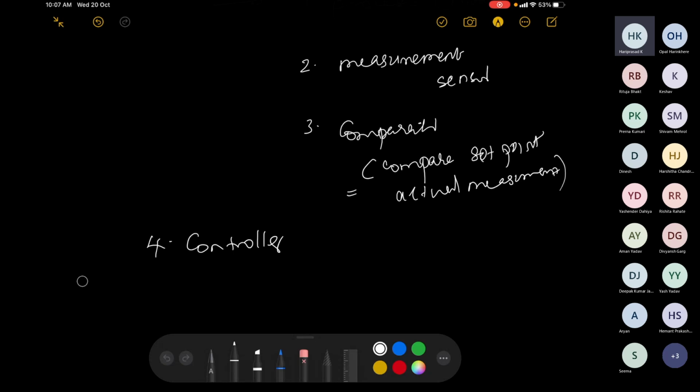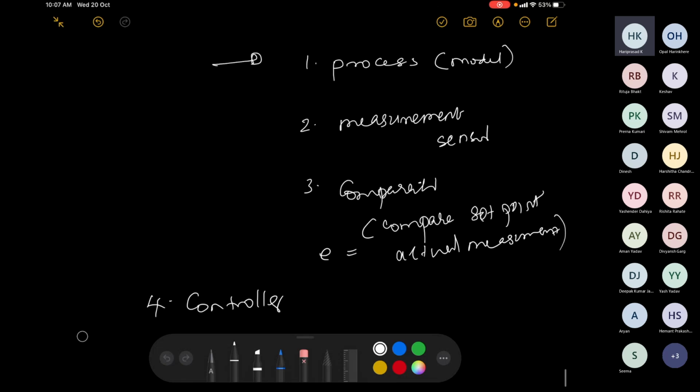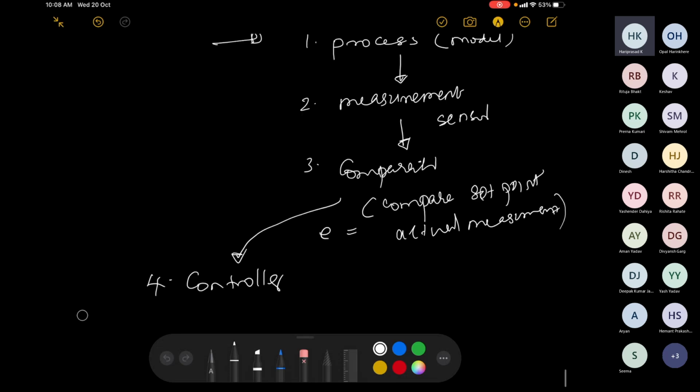Okay, so this is basically your error. So you need to nullify this error. There is something that is desired, and error is the undesirable component of it all. Okay, let me just draw a diagram. So this is the way the flow of things works. This comparator would feed the error to the controller.